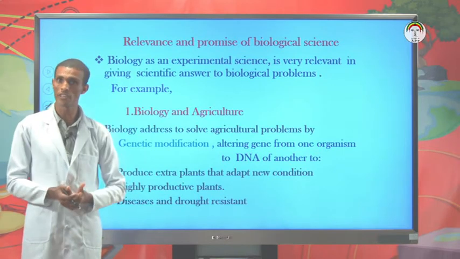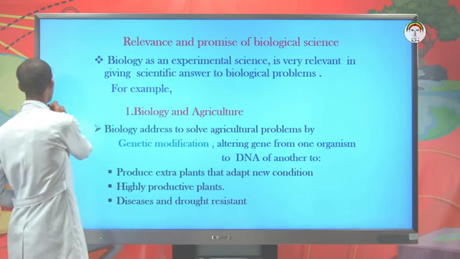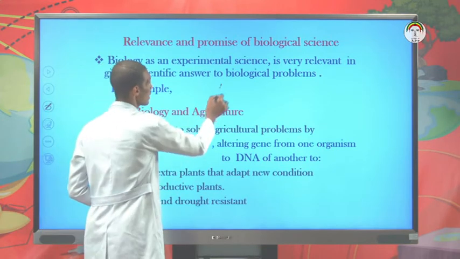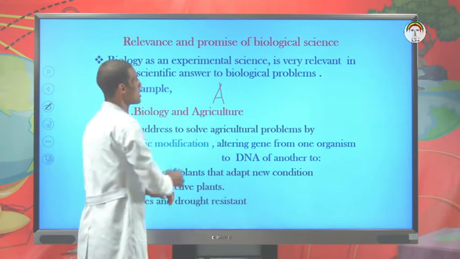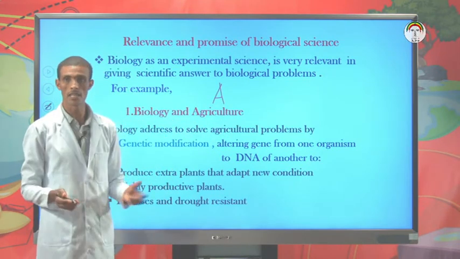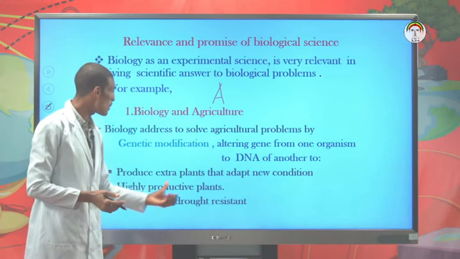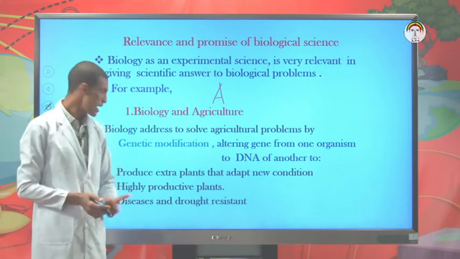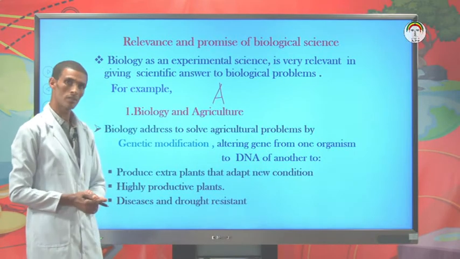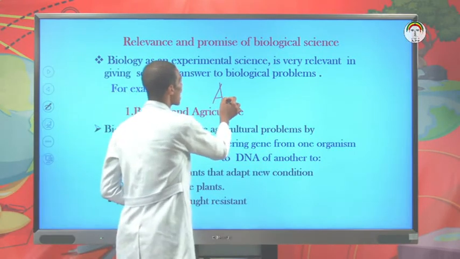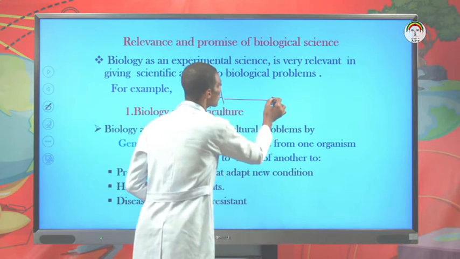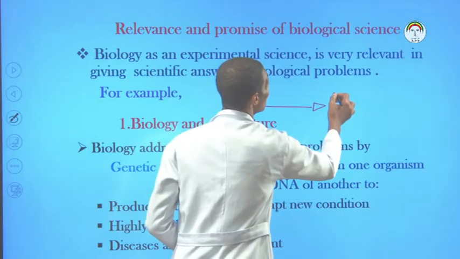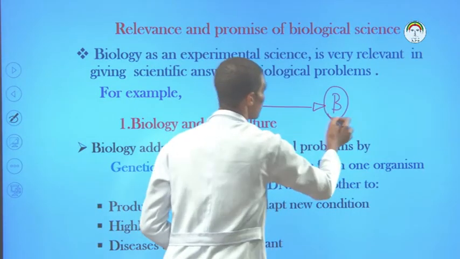When we say genetic modification, it means transferring a gene. Let's say a plant is highly productive and highly resistant, and it is capable of resisting droughts. It may be resistant to disease. It may be resistant to pests. So, we are capable of transferring a gene found in a highly productive plant to another, less productive and less resistant plant.